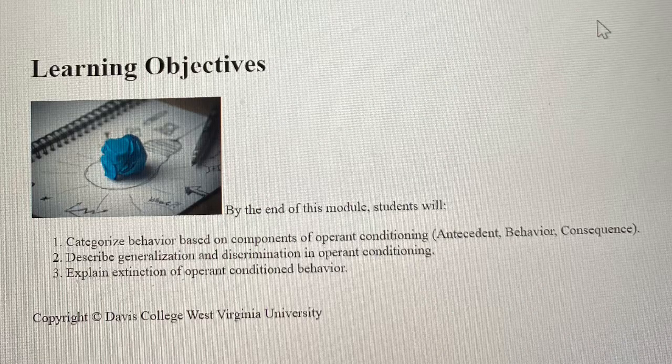Learning objectives. By the end of this module, students will 1. Categorize behavior based on components of operant conditioning: antecedent, behavior, and consequence. 2. Describe generalization and discrimination in operant conditioning. And 3. Explain extinction of operant conditioning behavior.